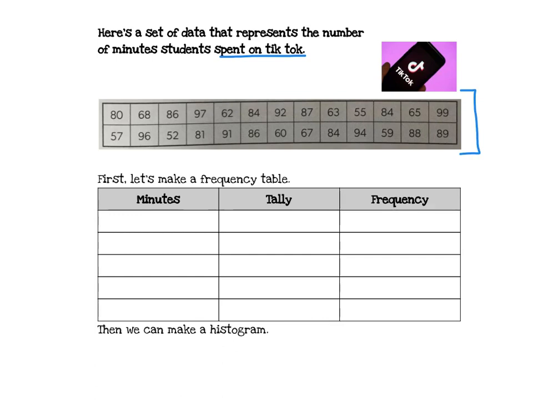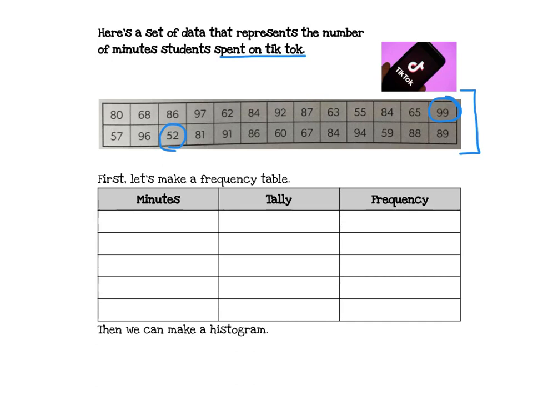All right, so as we look at our data, we first want to start with finding the smallest number and the biggest number, or the least number of minutes spent on TikTok and the greatest amount of minutes. Okay, so I see right away that 99 is going to be the greatest amount of minutes that we have. And 52 is the least amount of minutes that we have. So our minutes are ranging from 52 to 99. So I'm going to round that and say we're going from about 50 to 100 minutes.